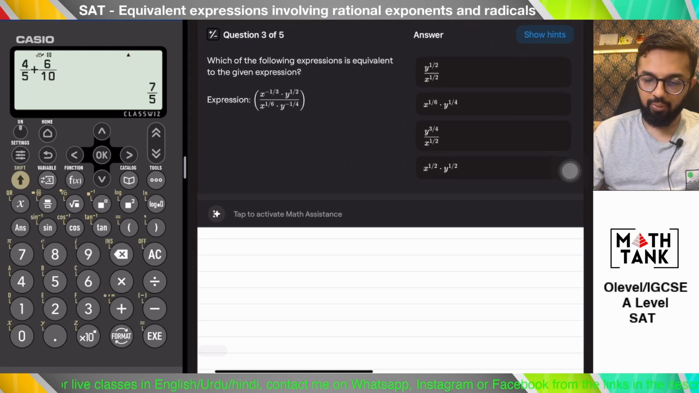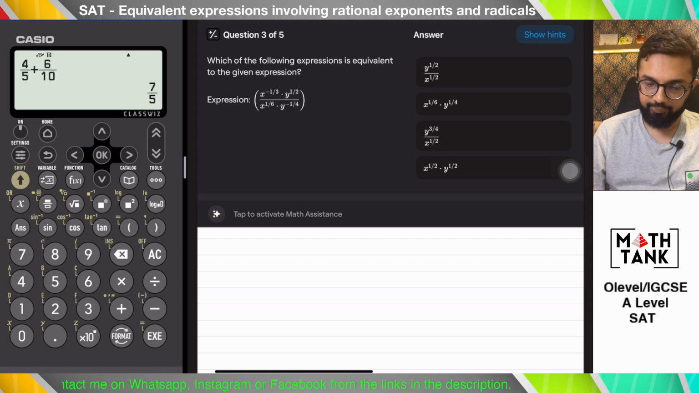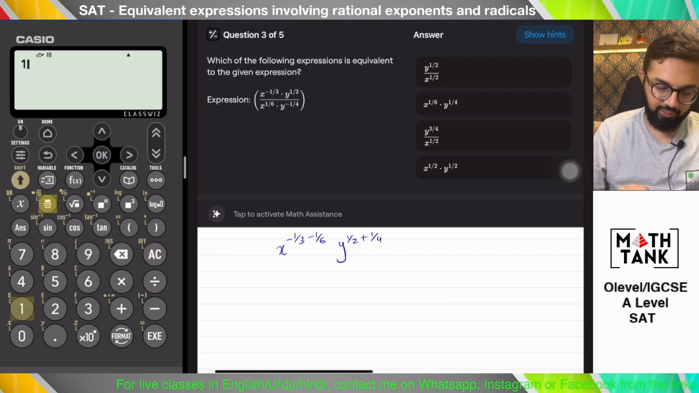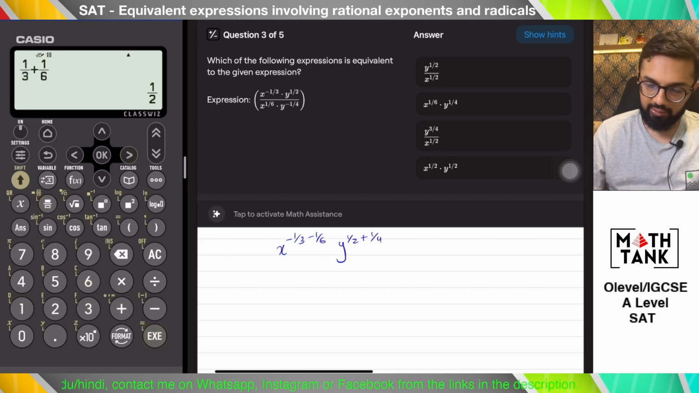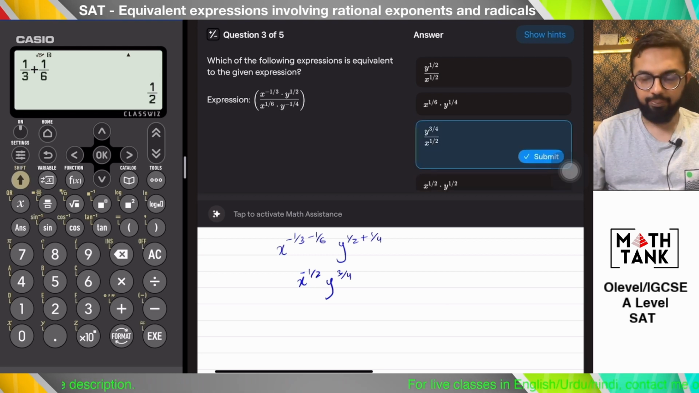Okay. Next question, which of the following expressions is equivalent to the given expression? Okay, let's first subtract the powers. Minus 1 over 3 minus 1 over 6, y power half plus 1 over 4. So 1 over 3 plus 1 over 6 with a negative sign. That's x power half with a negative sign, and y power 3 over 4. So I think that should be the correct answer.